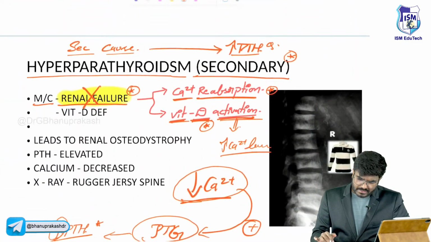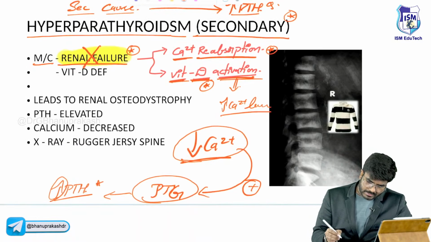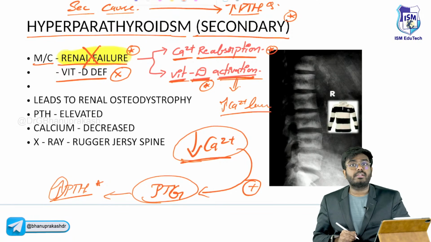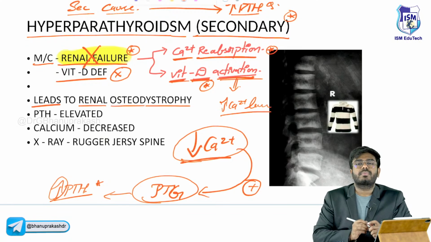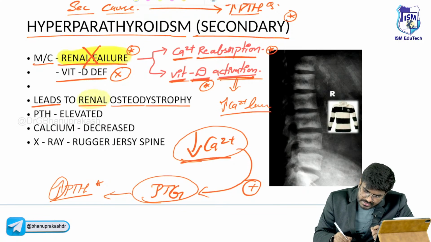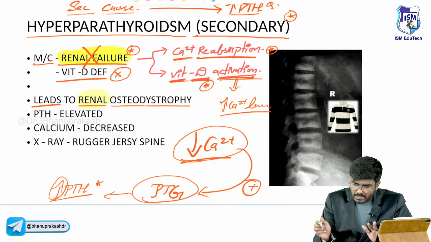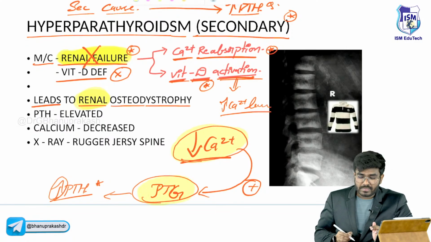In secondary, the problem here is that vitamin D activation is not there. Vitamin D is not getting activated. Remember that. And there will be renal osteodystrophy. Why the word renal osteodystrophy? Because it's very clear there is some renal problem. Because of this renal problem, the calcium levels are decreasing in the body, the parathyroid glands are getting activated, and they produce more parathyroid hormone.